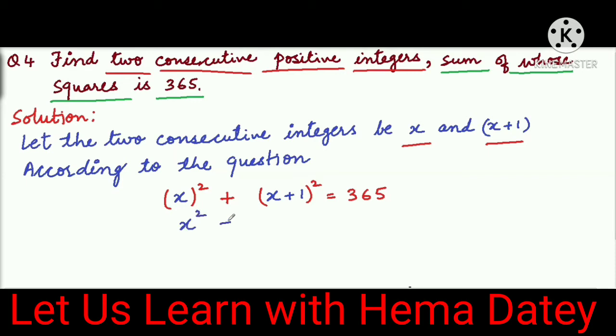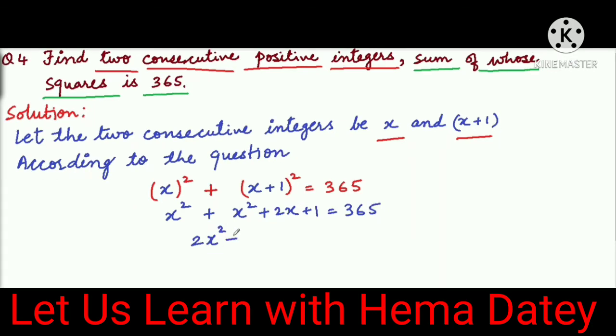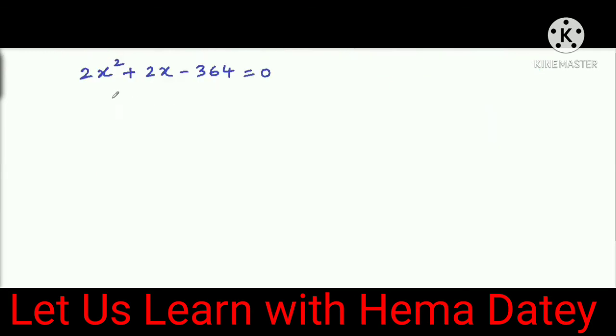We remove the brackets, we get x square plus 2x plus 1 is equal to 365. Now we write the equation 2x square plus 2x plus 1. We shift 365 to the left hand side. It changes its sign, is equal to 0. We get 2x square plus 2x minus 364 is equal to 0. On dividing the whole equation by 2, we get x square plus x minus 182 is equal to 0.